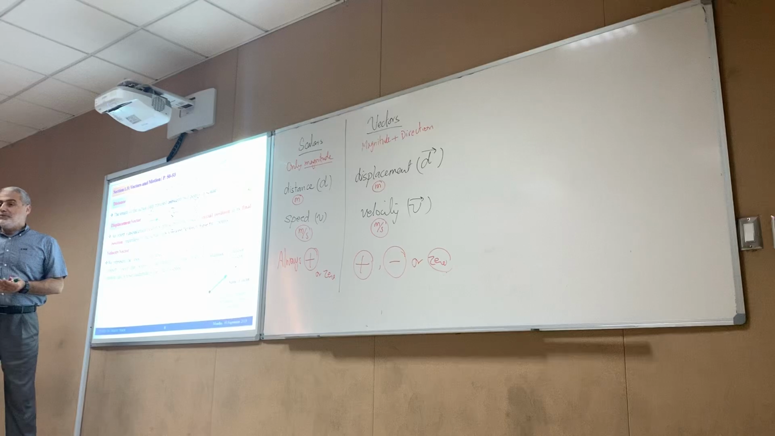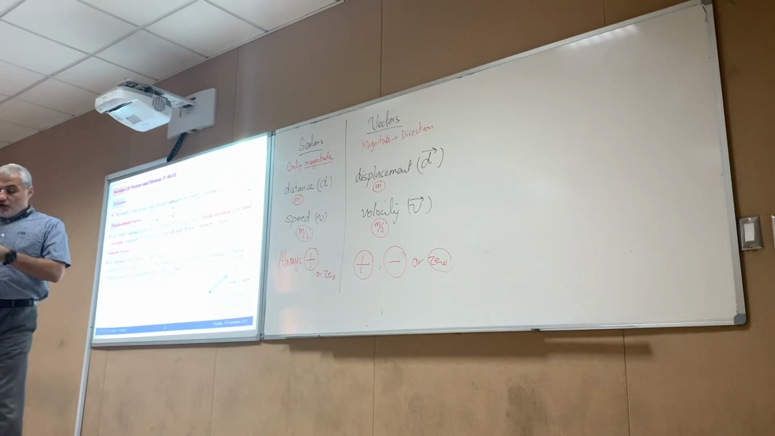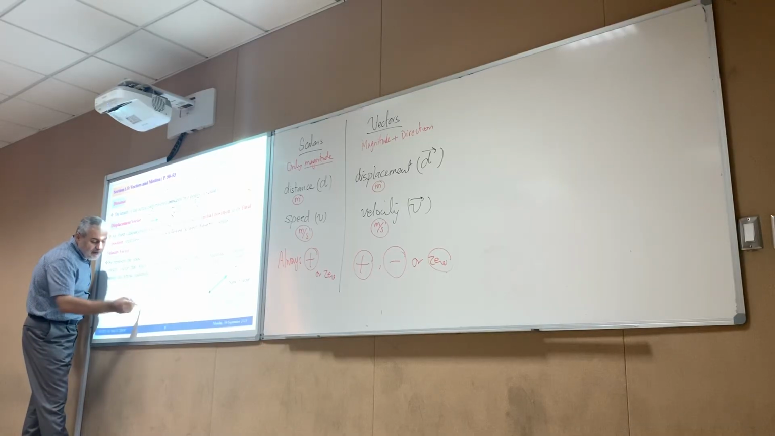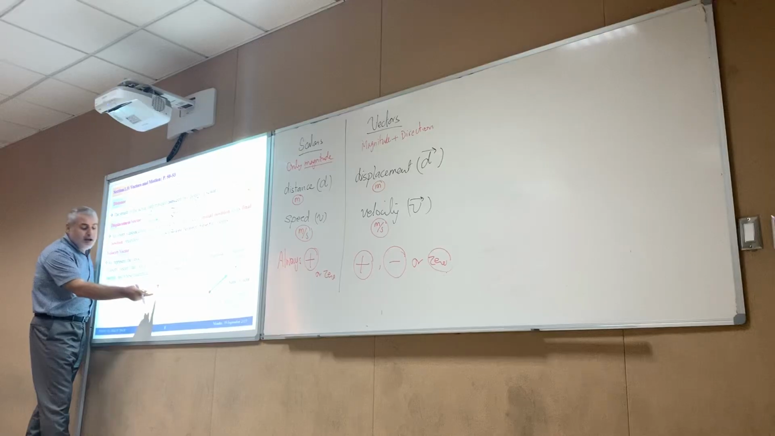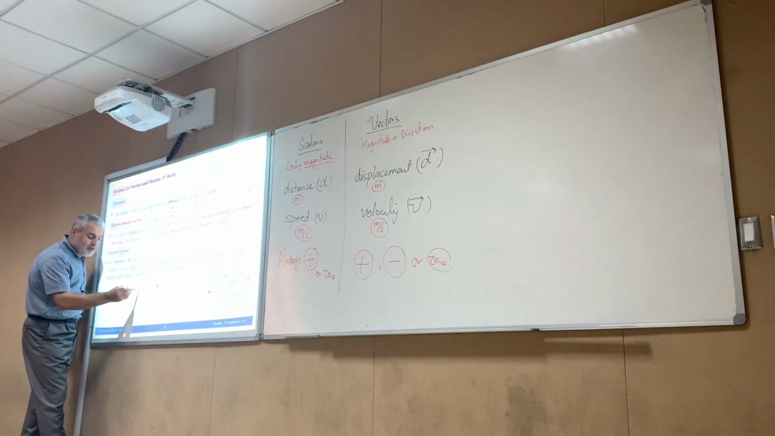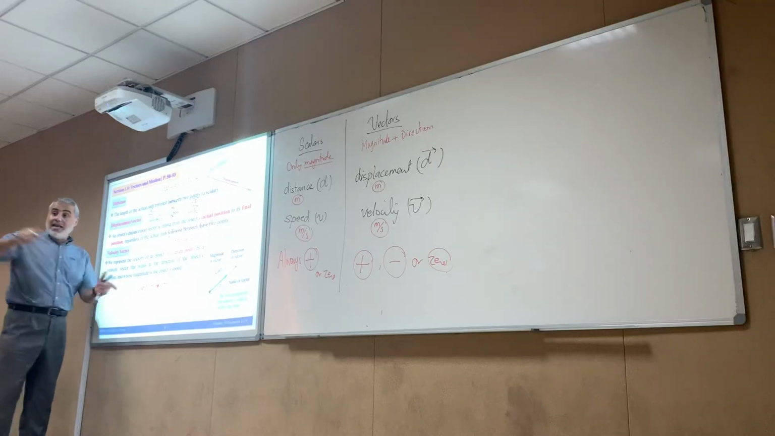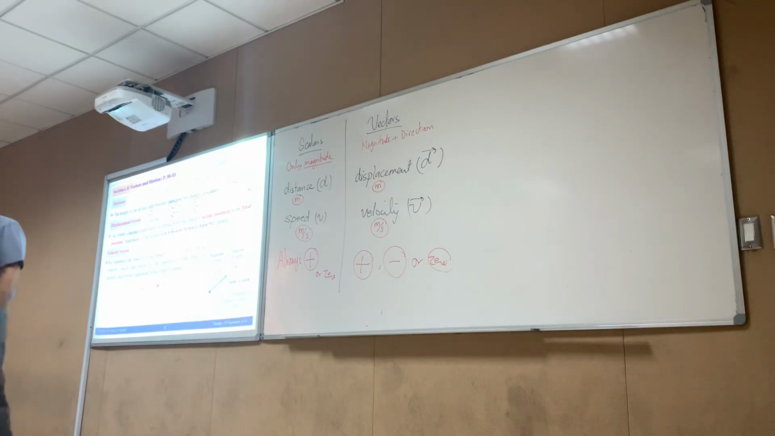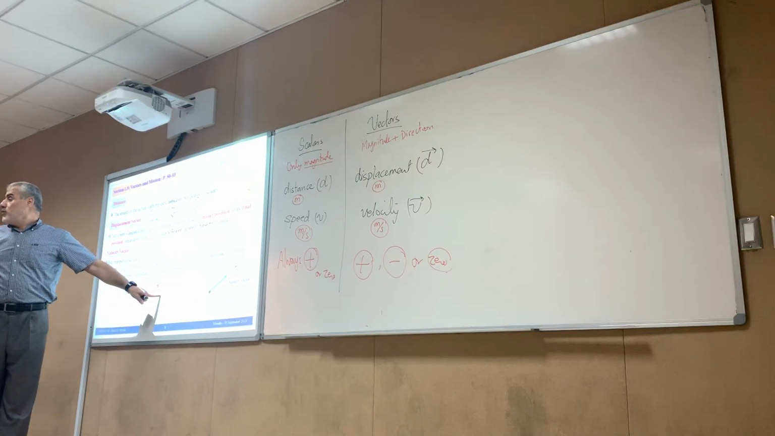Sometimes to draw the vector, we use arrows. The arrow has two parts. The head of the arrow shows the direction, and the length of the arrow shows the magnitude. That means more magnitude, more length, and less magnitude, less length. The head of the arrow will show me the direction.